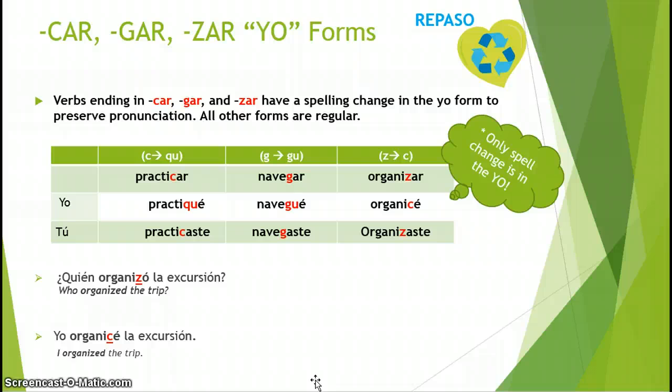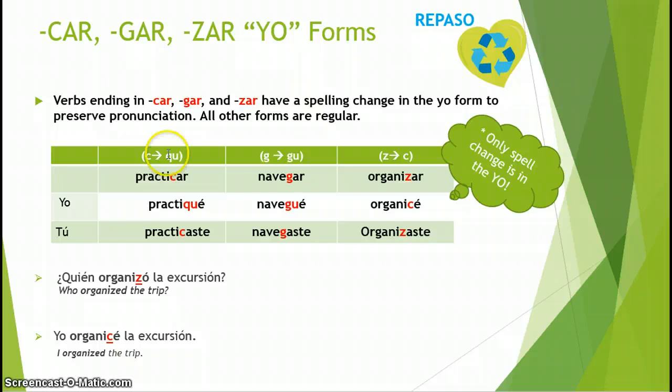We do know we have some irregularities, so we're going to first start with the ones that are only irregular in the yo form. These are car, gar, zar verbs. So once again, we learned these last year. So verbs ending in car, gar, or zar will have a spelling change only in the yo form, just to preserve the pronunciation. All of the other forms are regular, meaning they will follow those normal AR endings we just reviewed.